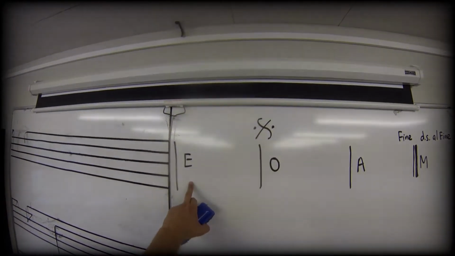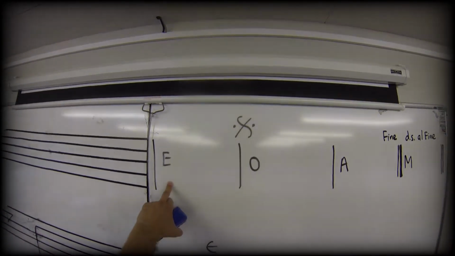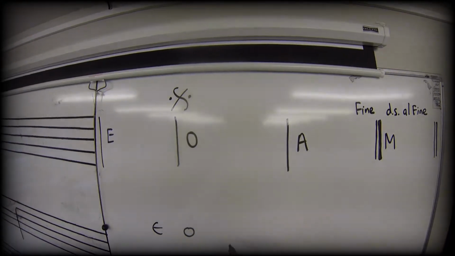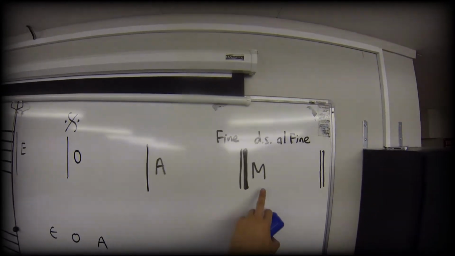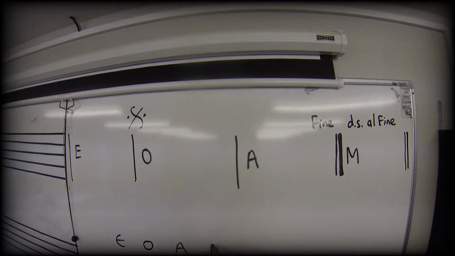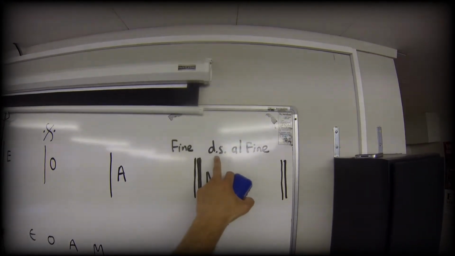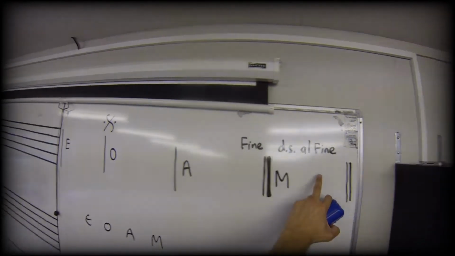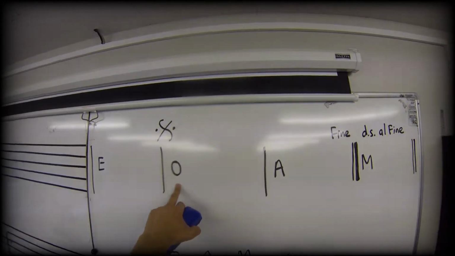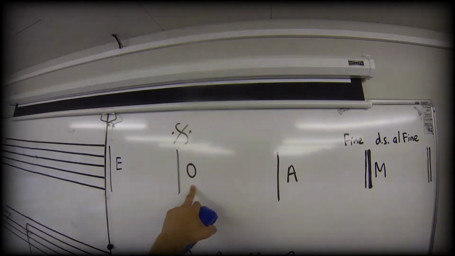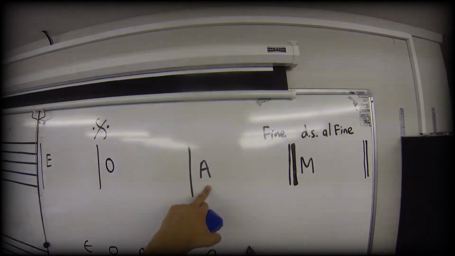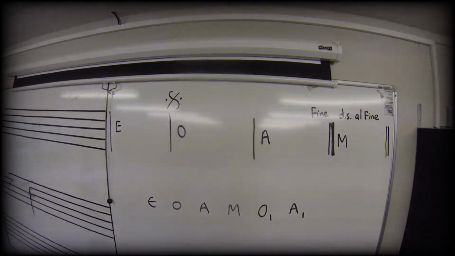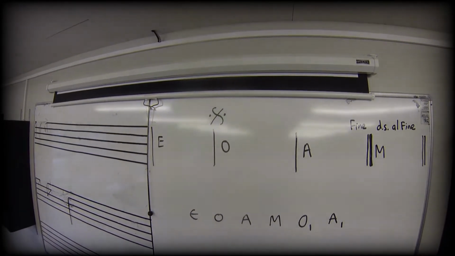We have bar E to begin, then bar O, then bar A, then bar M, then the player looks and sees that there's a DS Al Fine. So after playing bar M, they go back and they play O, and then they play A, and then they finish. And so I've achieved what we wanted to get, which is a piece of music that goes like this.